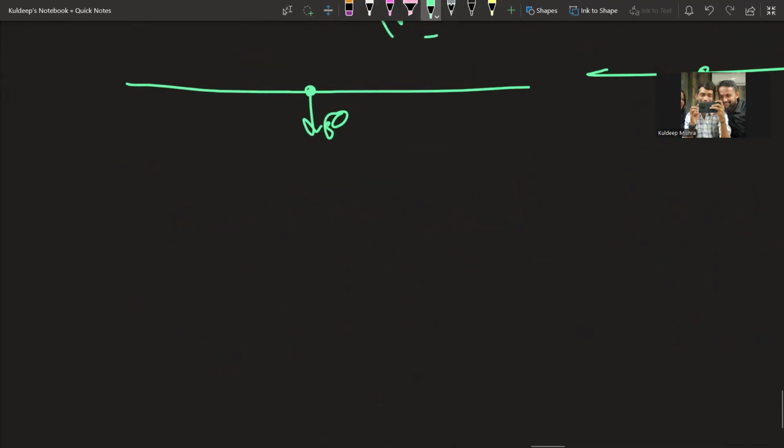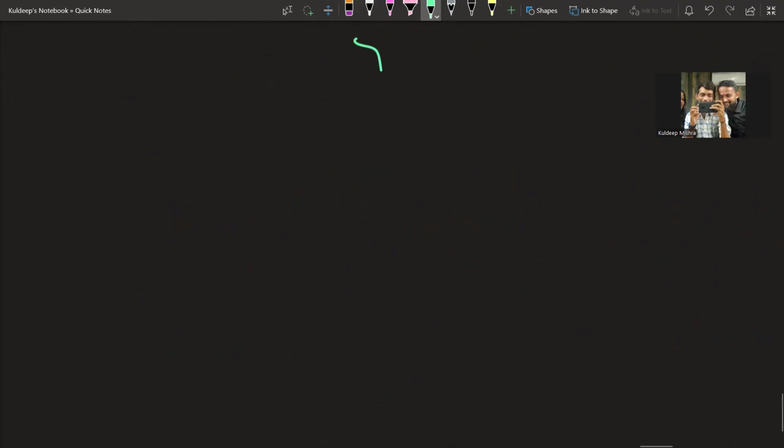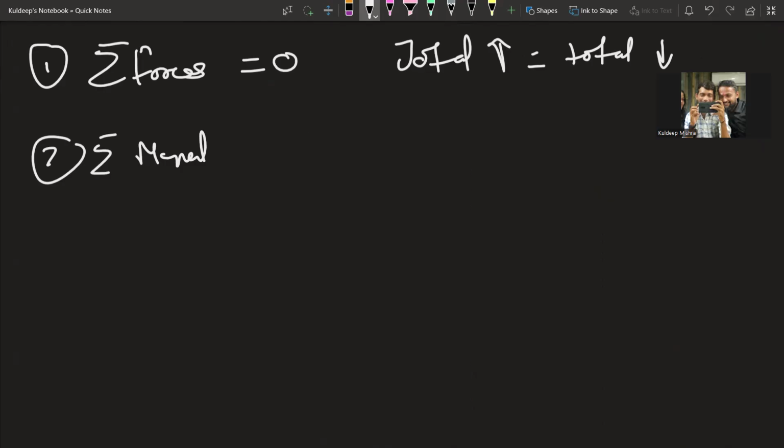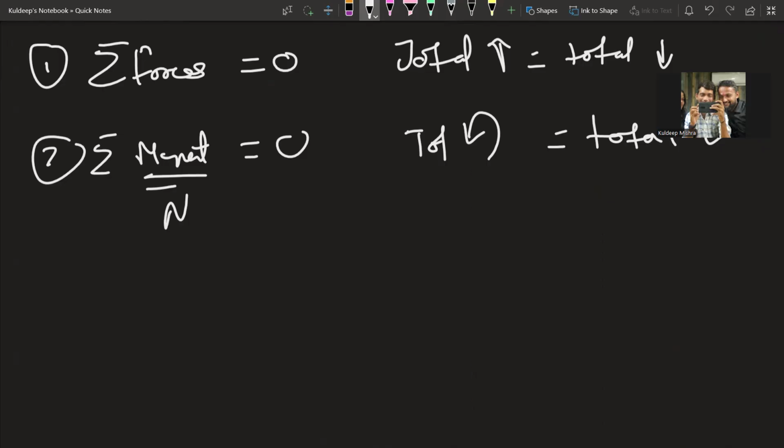And the favorite IGCSE question is, what are the conditions for equilibrium? There are two conditions for equilibrium. Number one, sum of all the forces should be zero. That means total upward forces should be equal to total downward forces. And sum of all the moments of forces should also be zero. That means total anti-clockwise moment should be equal to total clockwise moment. Okay. Unit of moment is Newton meter because it is force into distance.